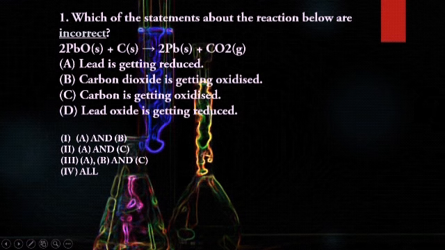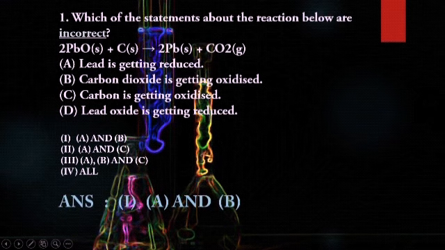Now moving on to statement D. Lead oxide is getting reduced. This is also a true statement, as we can see that lead oxide undergoes reduction, that is removal or loss of oxygen, and forms lead. So lead oxide is getting reduced. So from the options, the correct answer is 1. That is, A and B are incorrect.